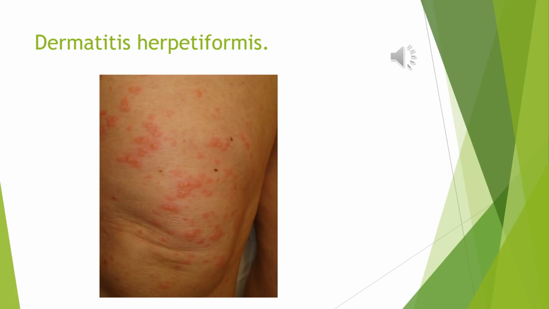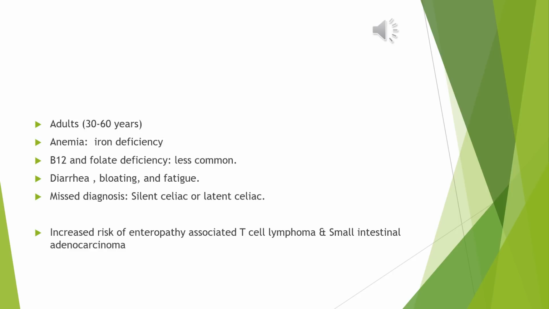So these are the typical lesions of dermatitis herpetiformis. You can see here the vesicles and the blisters on the skin that are highly itchy. And as I said, it is an associated feature with celiac disease. It is not an infection with herpes virus, but it looks like the herpetic vesicles that are seen with herpes virus infection. In adults, the disease typically presents between the age of 30 to 60 years.